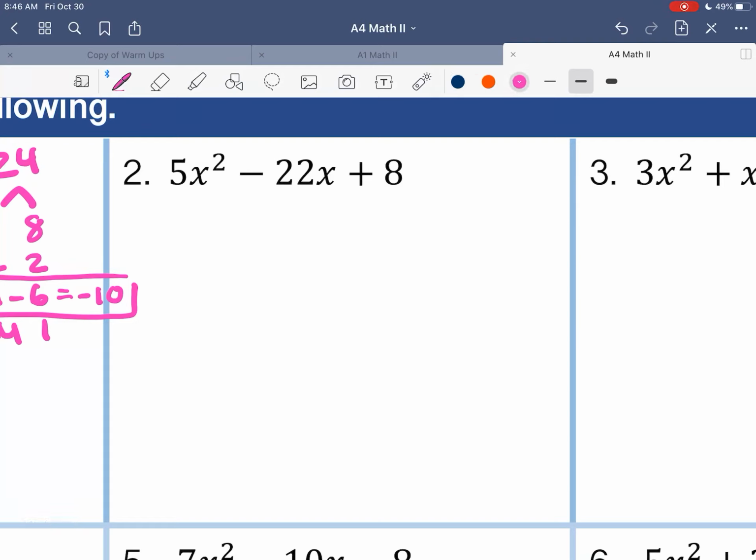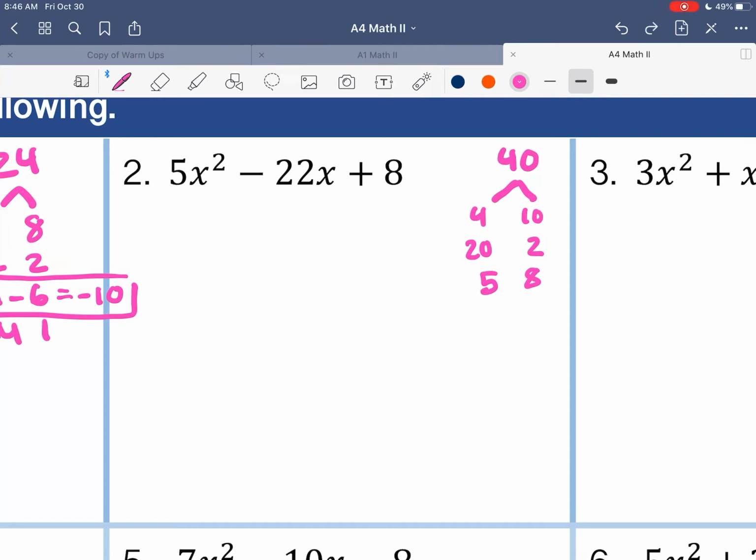So this one, remember, A times C is what we're looking for. So A is 5, C is 8. So A times C, what is 5 times 8? 40. 4 and 10, 2 and 20, 5 and 8, I guess. That's how we got it in the first place. I don't know of any more.